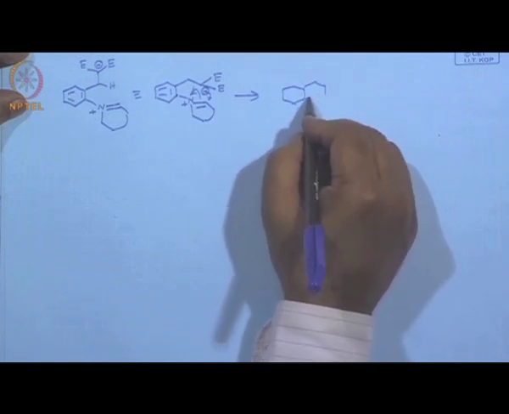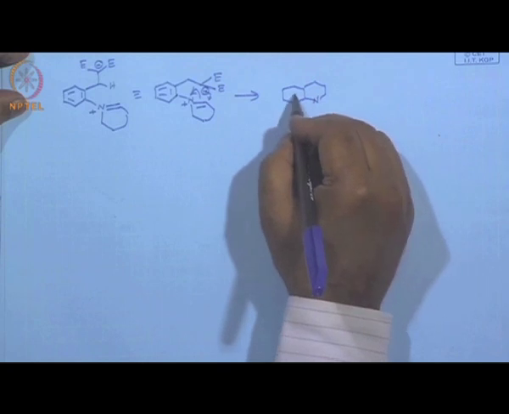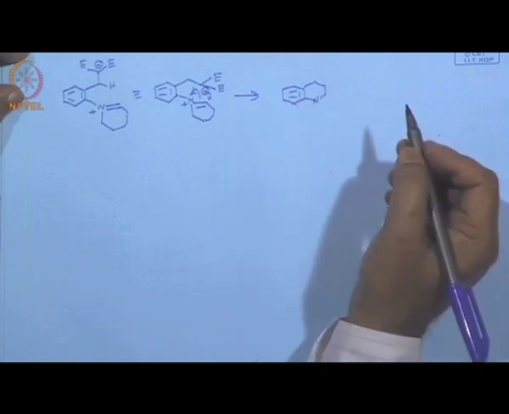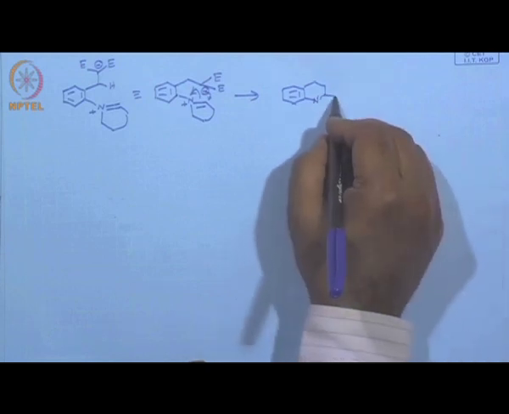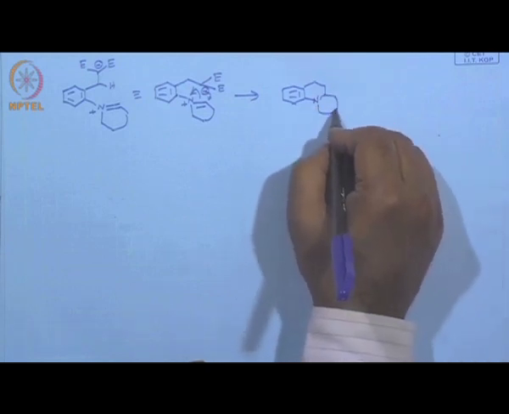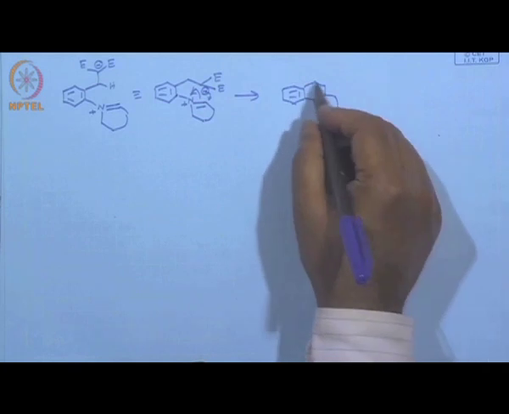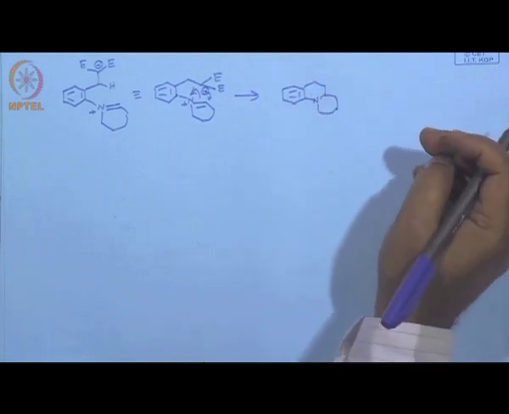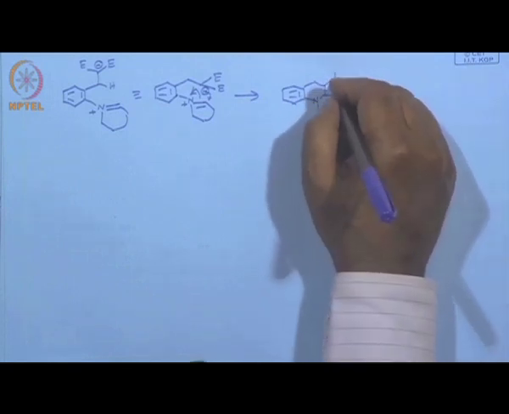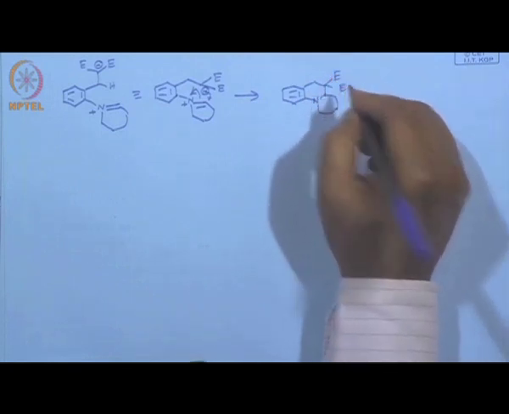So, eventually what you could find is a cyclization process, or you can say an annulation process. This is a fused heterocycle, where the backbone is a quinoline derivative, and you have these two ester groups.